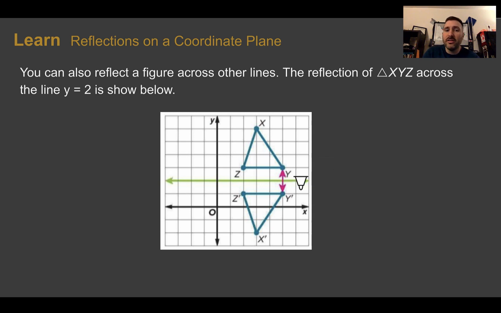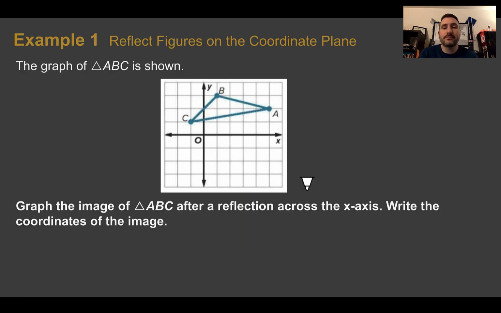So here we have the line of y = 2. We can reflect across that line as well. So we can see our pre-image reflecting across to give us our image. We can really do it with any line.